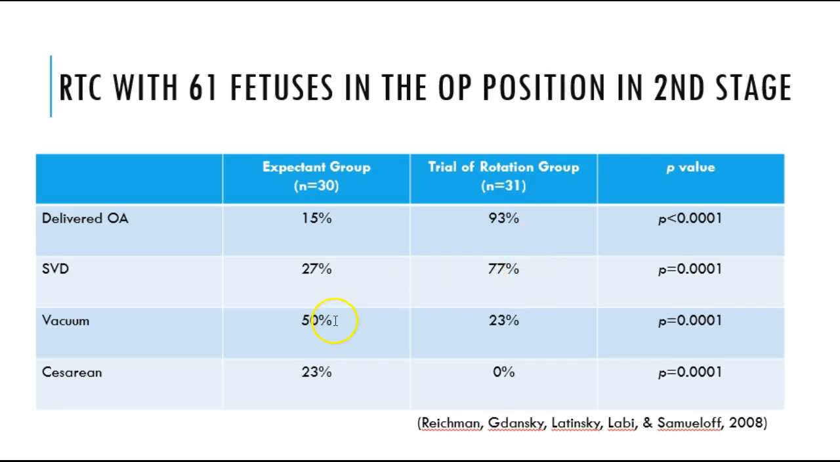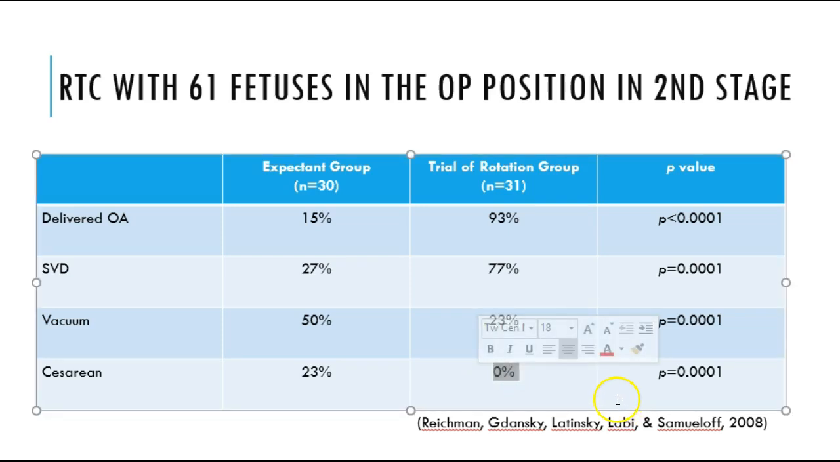And then for vacuum, so some of those OP babies needed a vacuum, and then some of those that were turned also needed a vacuum. And then we look at the cesarean rate. If we didn't do anything, it was 23%. But if we rotated or tried to rotate, none of those babies ended up needing a cesarean.